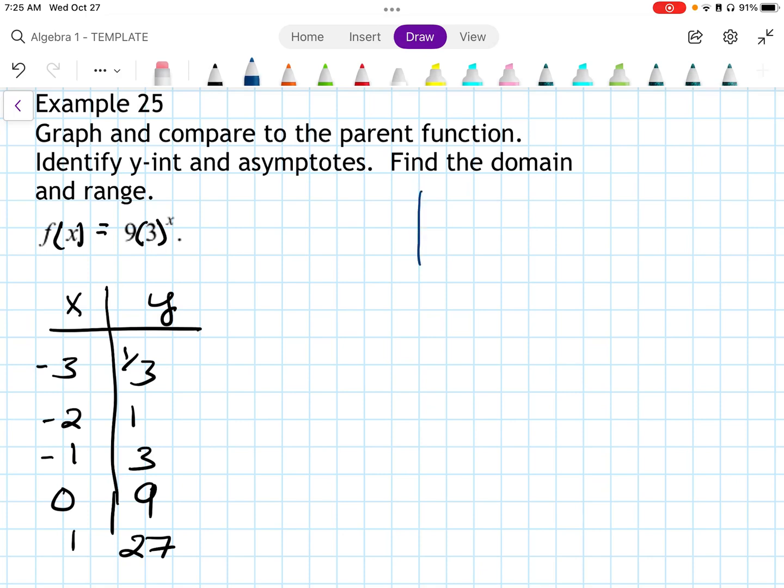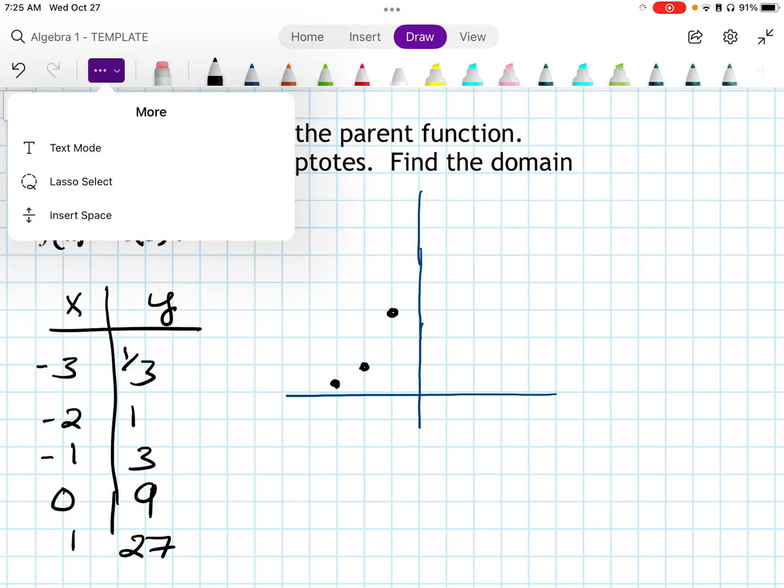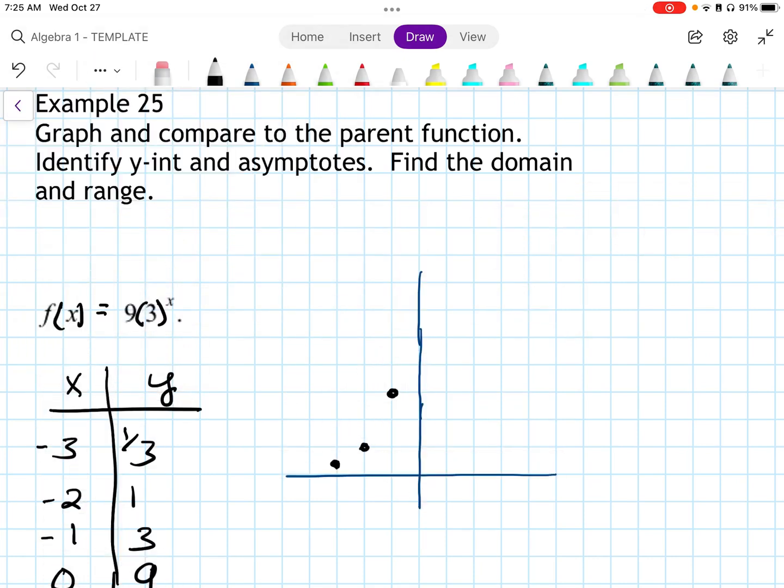So looking at graphing this. I have -3, 1/3. That'd be somewhere in there. -2, 1. -1, 3. 0, 9. Well, that'd be somewhere 3, 4, 5, 6, 7, 8, 9, somewhere in there. So if I were to draw this curve in, it would look something like that.